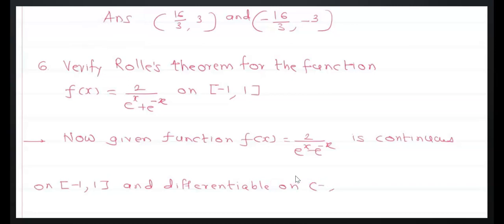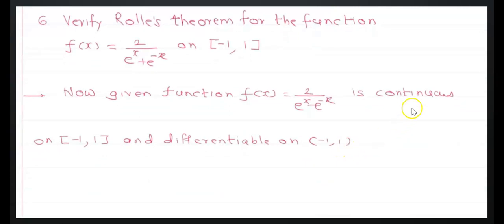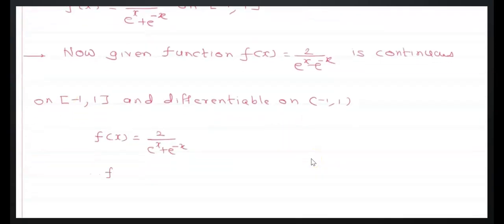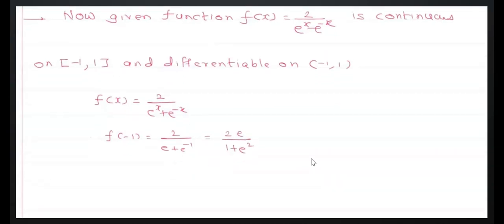Now the given function f of x is equal to 2 upon e raised to x plus e raised to minus x is continuous on the closed interval and differentiable on the open interval minus 1, 1. One more condition is important, that is f of 1 is equal to f of minus 1 and f dash of c is equal to 0. Now the value of f of 1, if we substitute x is equal to 1, then you will get 2e upon 1 plus e square. Okay, simplify this.